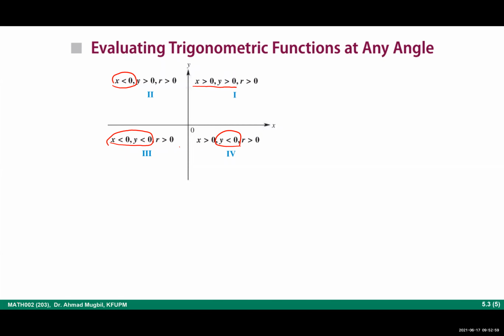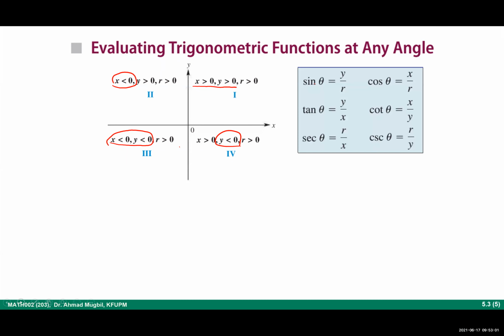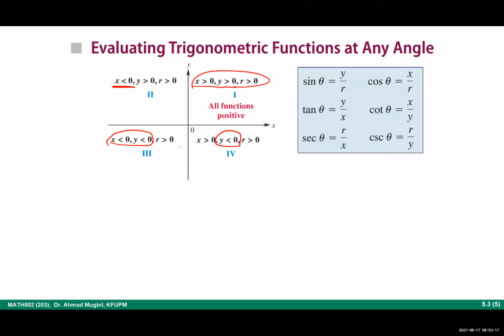Now, let's remember the functions. You remember what is sine. Sine theta is Y over R. So in the first quadrant, all of them will be positive because everything is positive. So all the functions will be positive in the first quadrant. Now, what will be negative in the second? What is negative is X. So this will be negative.